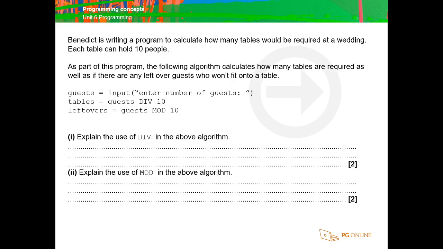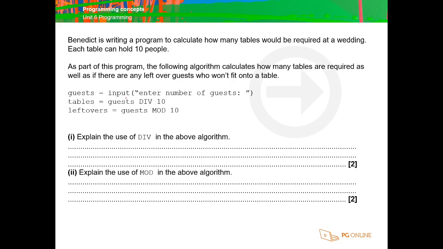Okay, so let's imagine that we've got a venue and we need to work out how many tables we require at the wedding. Each table can hold 10 people. Okay, so the following algorithm calculates how many tables are required, as well as if there are any leftover guests who won't fit on a table. So we can look at this program. We input the number of guests. Then we have a variable that's going to calculate how many tables we need by taking our guests and using floor division, divided by 10.